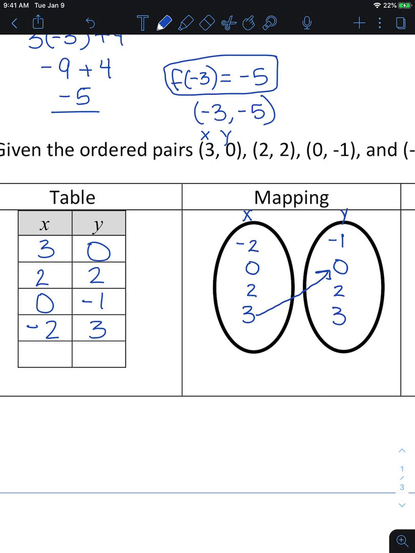My lines aren't that great, sorry. Okay, 2 goes to positive 2, so positive 2 to positive 2. Looks like that. 0 goes to negative 1. And negative 2 goes to positive 3, so it goes all the way down here. So yeah, it does look a little chaotic, but that's okay. So there's your mapping.